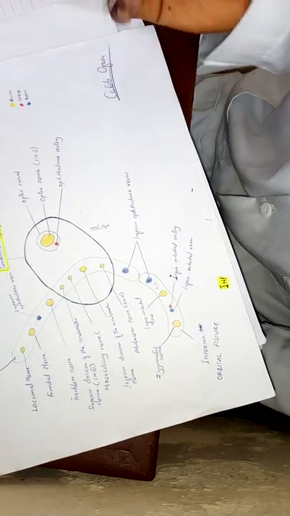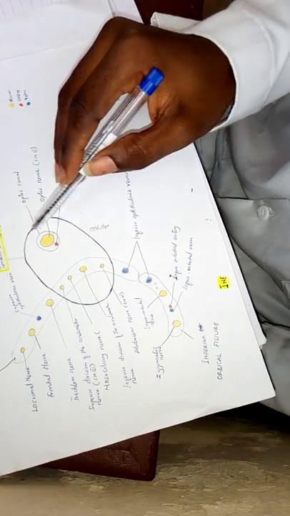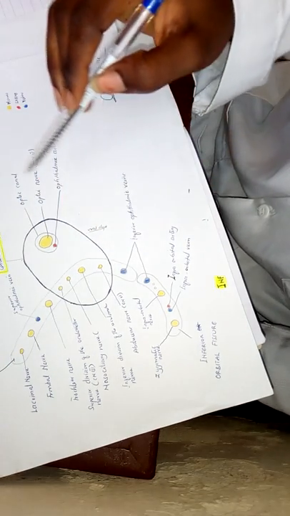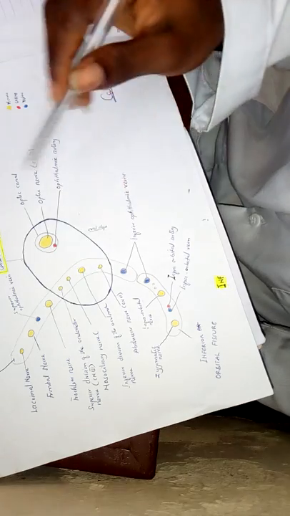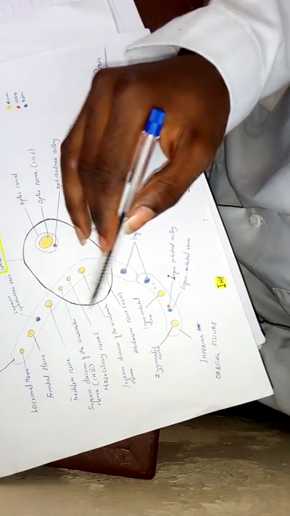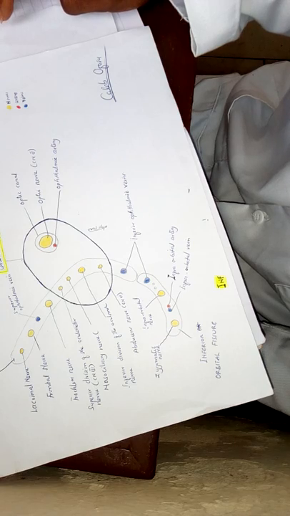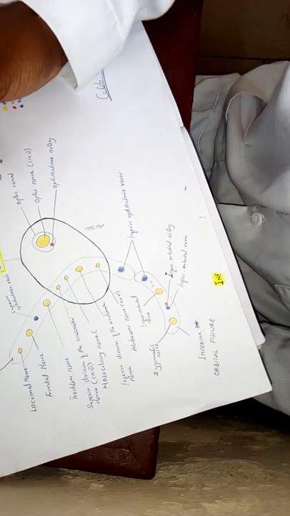Right. So the tendons are made up of what? Fibrous connective tissue. The tendons here are made up of fibrous connective tissue. That's all about the tendinous ring.